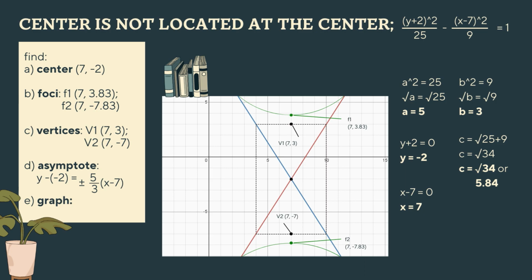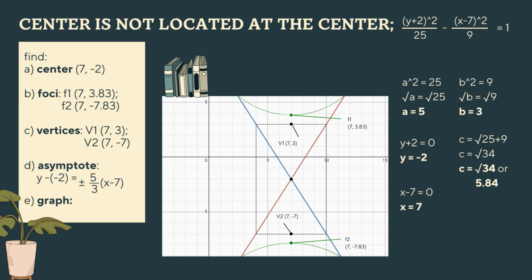So negative 2 plus 5.84 is equal to 3.83. So we have here our first focus, 7, 3.83. And for the other one, we need to subtract negative 2 by 5.84 so that we can find the other focus. So our second focus is 7, negative 7.83.